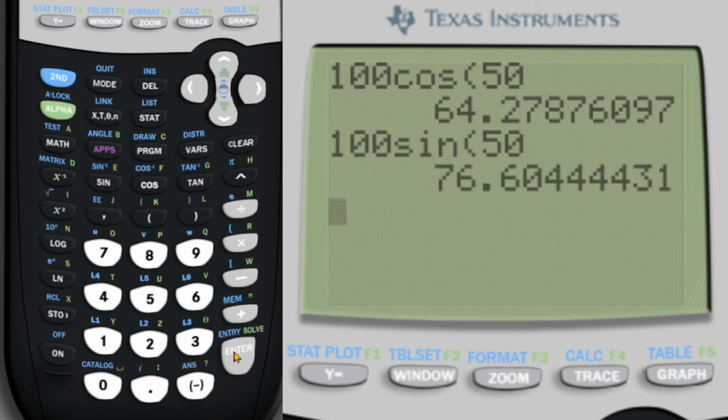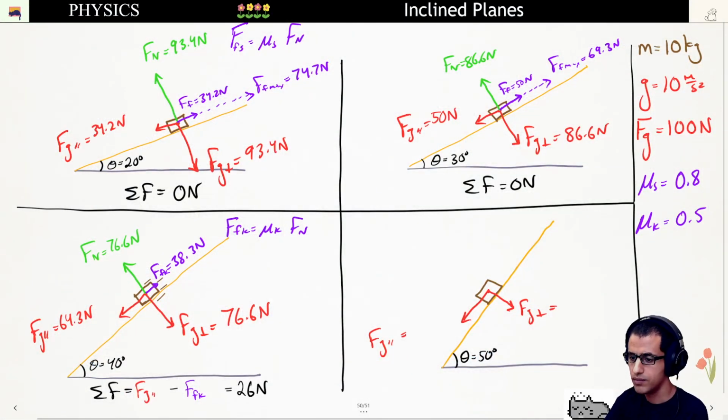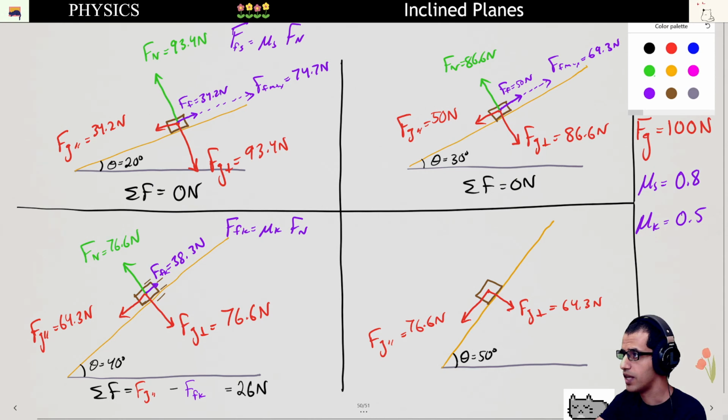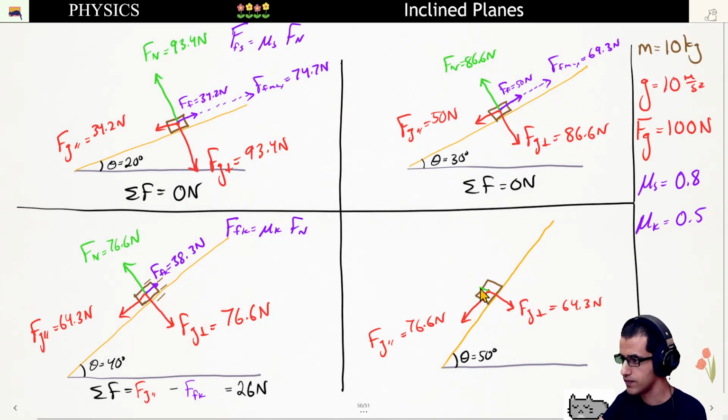So it's going to be the same value actually here, because these angles are complementary. These two numbers just swap. So 64.3 is now our perpendicular component, and 76.6 is our parallel component. So we have an even smaller normal force, right? Every time we increase the angle, the normal force gets smaller and smaller.